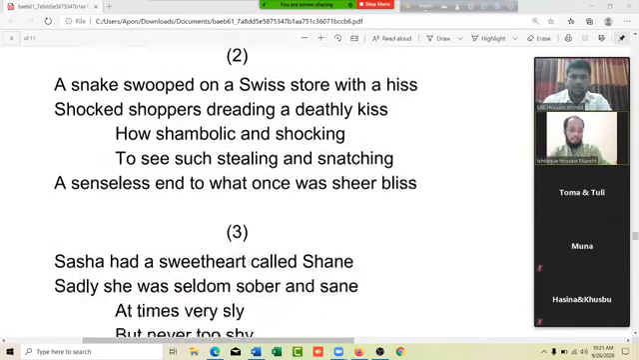Khushbu, unmute yourself and recite poem number 3.